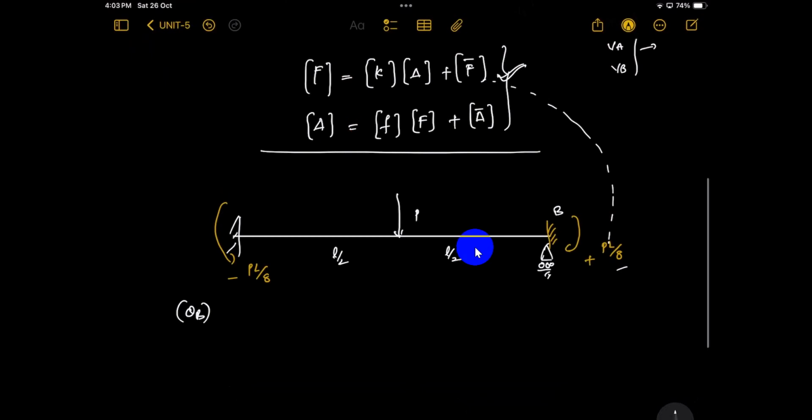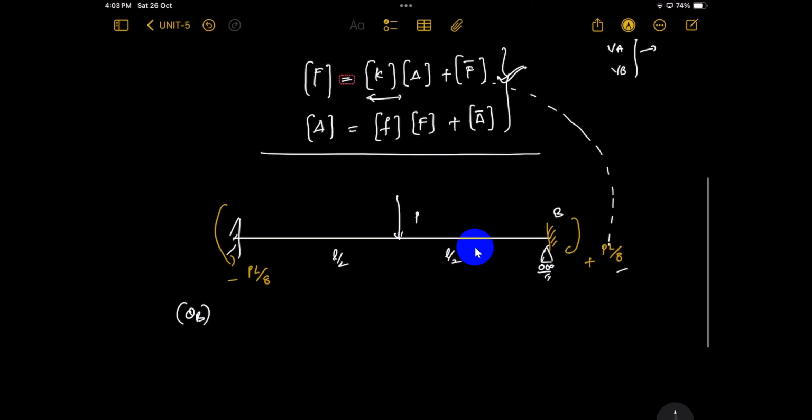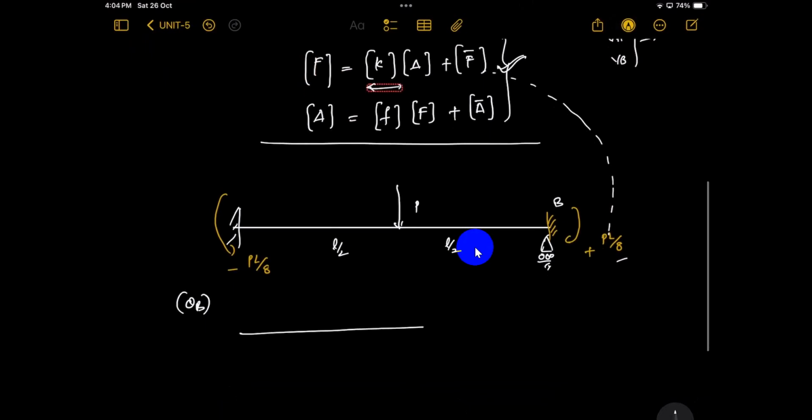write down the stiffness matrix. In this only one is the indeterminacy, so you will get only a one by one stiffness matrix. How to write it? You first give a unit displacement, in the direction of the kinematic indeterminacy, in the direction of the degrees of freedom. Write down the force.